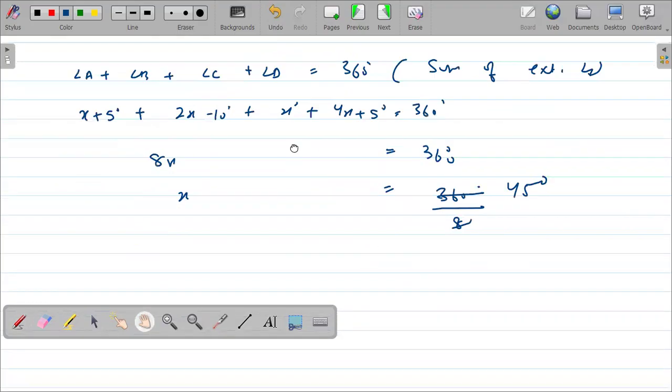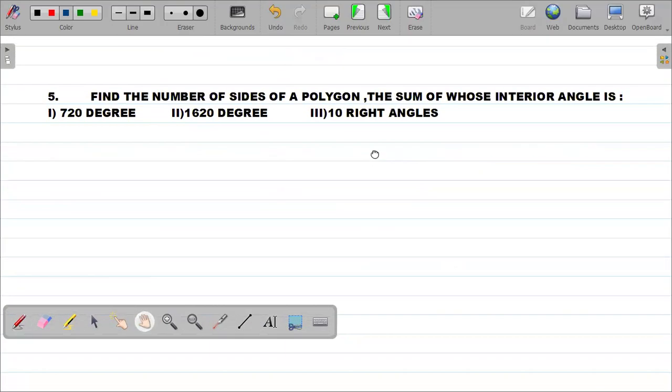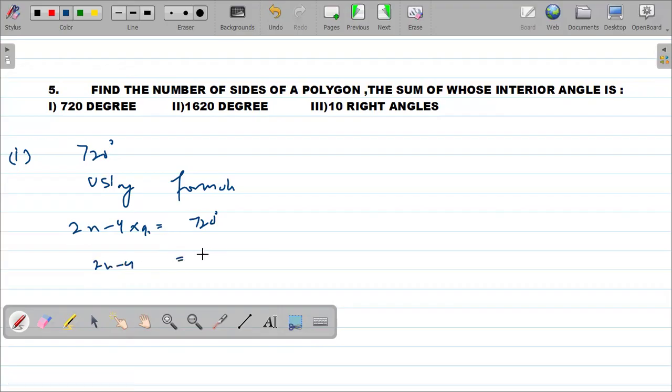Let's move further. Question number 5. Find the number of sides of a polygon the sum of whose interior angle is 720 degree. How we will solve it? So we will solve it using formula. We will be writing using formula, 2n minus 4 into 90 equal to 720 degree. 2n minus 4, 720 by 90, that is 8.